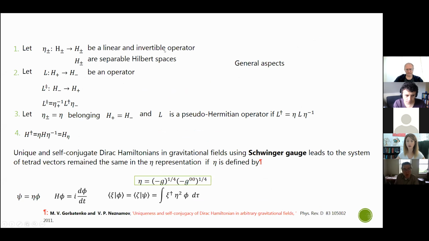Now these are the fundamental aspects which are very well known by you. Fundamental aspects of the pseudo-Hermitian quantum mechanics. You can see these properties, especially the eta representation and the pseudo-Hermitian operator, which is L, is shown, and using the similarity transformation, you can get its Hermitian equivalent of this operator using the eta hermiticity and eta representation.